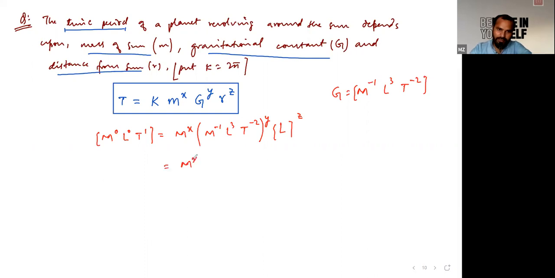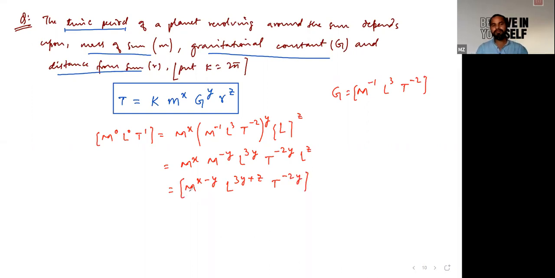So it would be M raised to the power x. We have minus 1 to the power y, so it will become minus y. L raised to the power 3 multiplied by y, so it will be 3y, and T would be minus 2 into y, and L raised to the power z. On simplifying, it will become M^(x minus y), L raised to the power 3y plus z, and T raised to the power minus 2y. This will be your final expression. Now compare the exponent of each part.